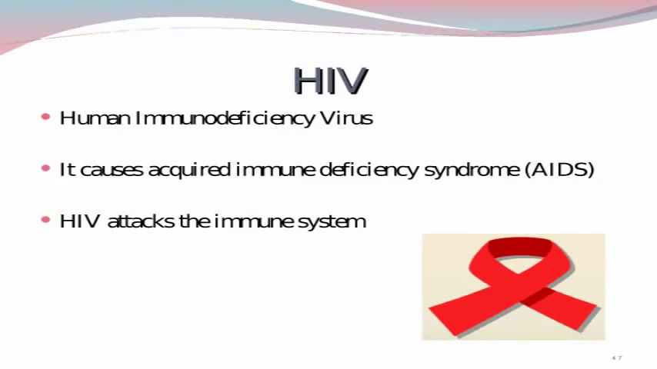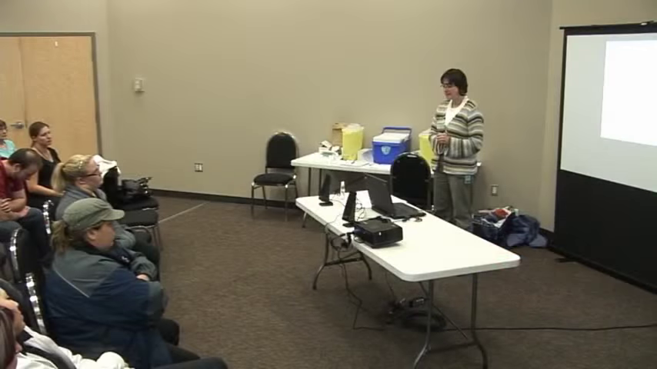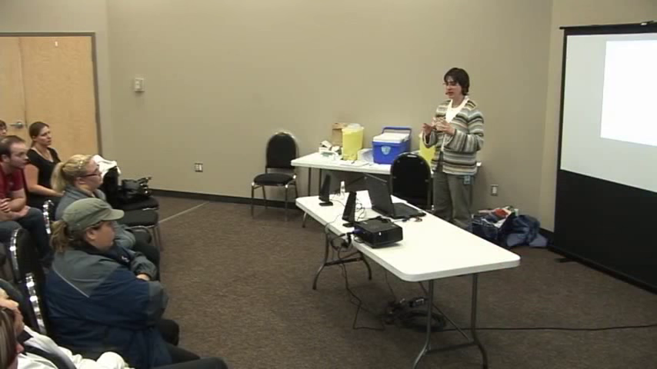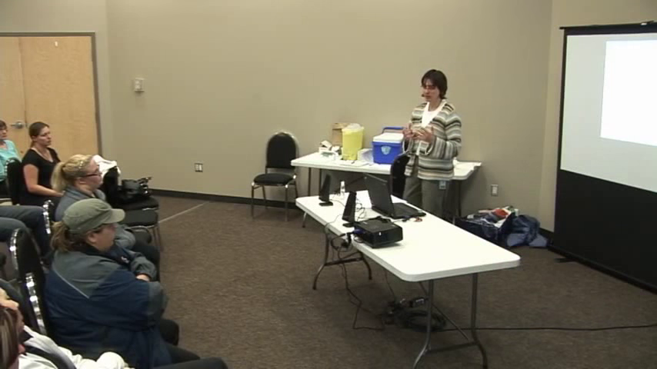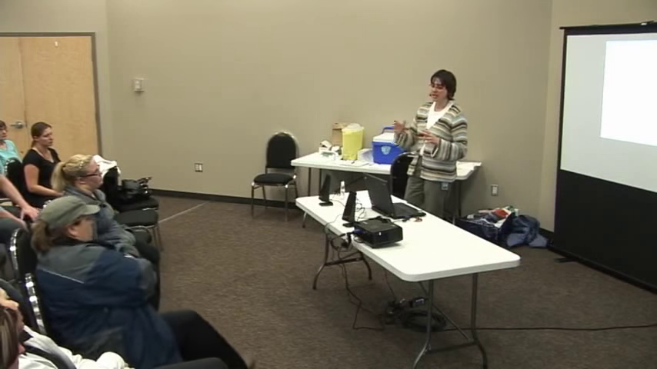So HIV, the human immunodeficiency virus, is the virus that causes AIDS, or acquired immune deficiency syndrome, and basically it attacks the immune system. In our immune system, we have cells called CD4 cells, or helper cells. The HIV virus infects those cells, and instead of those cells replicating normally to help kill off different bacteria and germs that get into our bloodstream, the HIV virus uses those cells to replicate on its own.